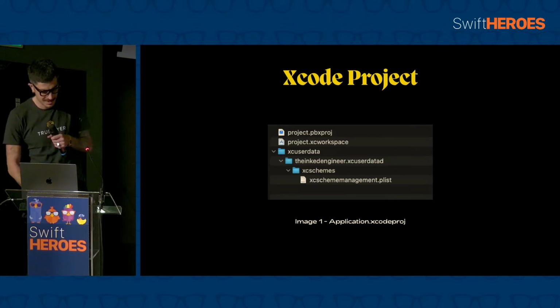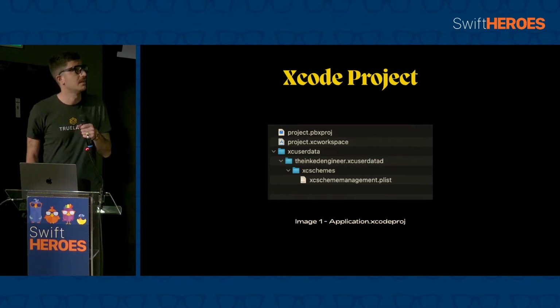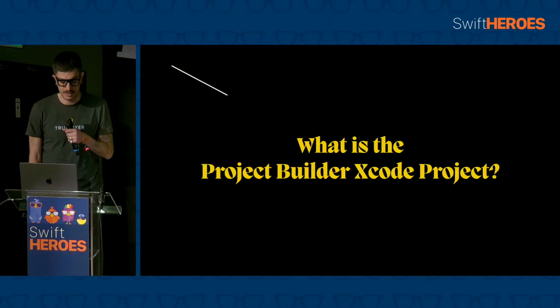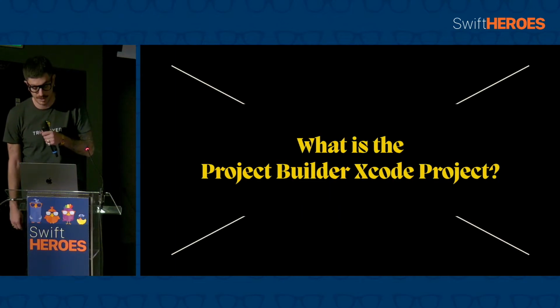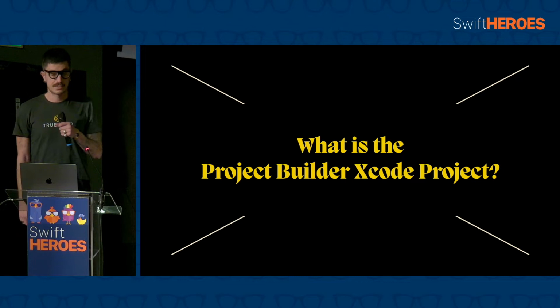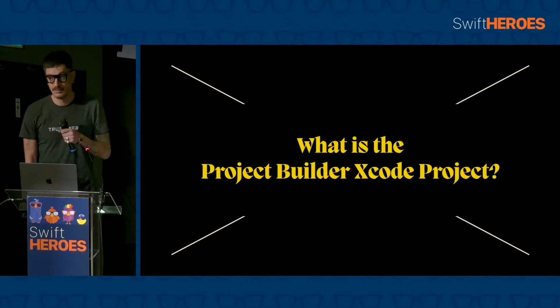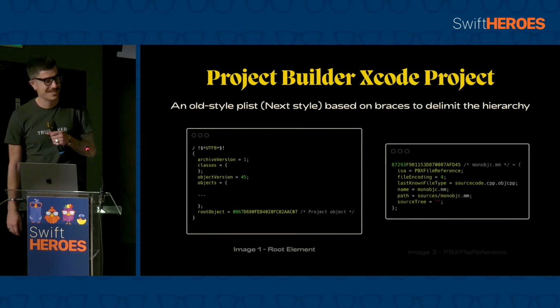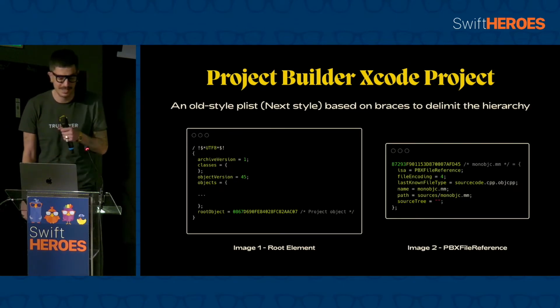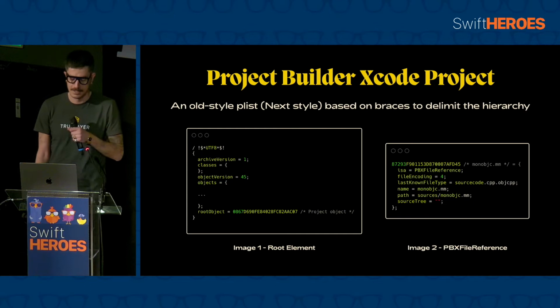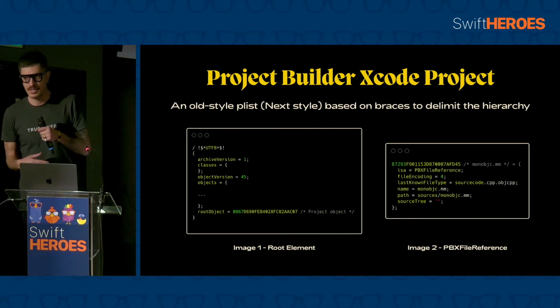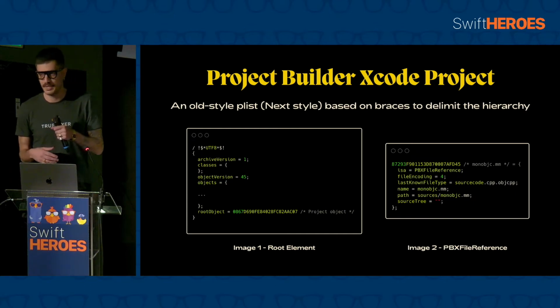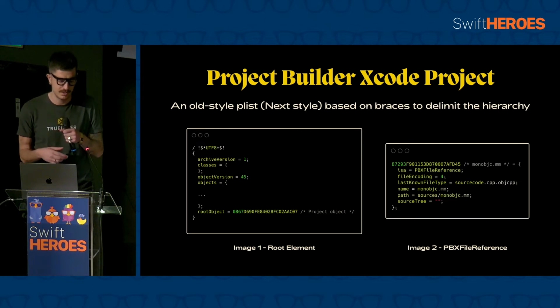Not really, because then we have the project.pbxproj, which stands for Project Builder Xcode project. Let's start to understand what it is. It's boring, but we have to do it. Basically, it's an old-style plist file, called NeXTSTEP style. It uses curly braces to delimit hierarchy inside of the file. It starts off with a root element.